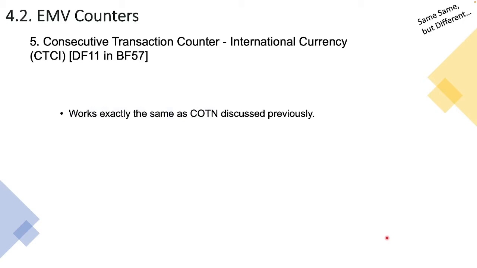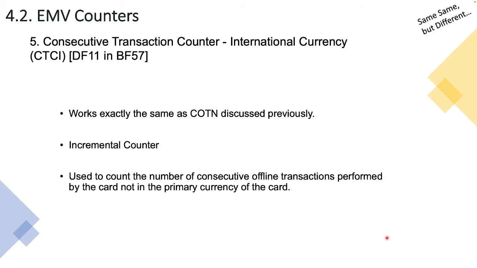Okay, I'm going to try to skim through the next few slides fairly quickly. So the next counter we are talking about is the consecutive transaction counter for international currency transactions, and this is the CTCI. The tag for this is DF11 within tag BF57. This works exactly the way COTN works, so this is the velocity check.